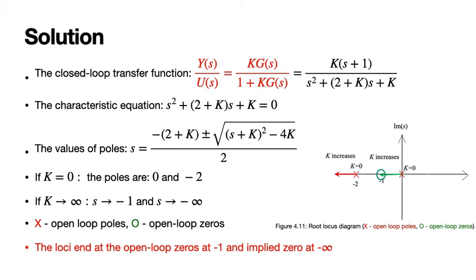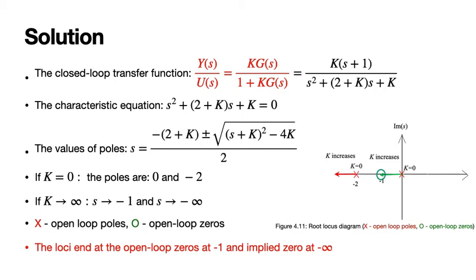So there will be two root loci. The first one is when k equals 0 at 0, and the second is k equals 0 at minus 2. Then if we look at what happens when k equals infinity, the roots will move towards minus 1, and the other one will go to minus infinity. So the first one goes to minus 1 and the second one goes to negative infinity.